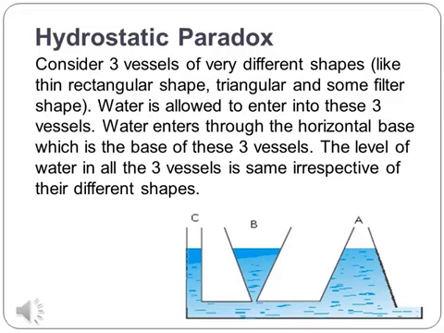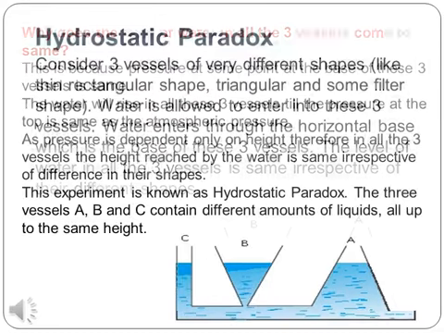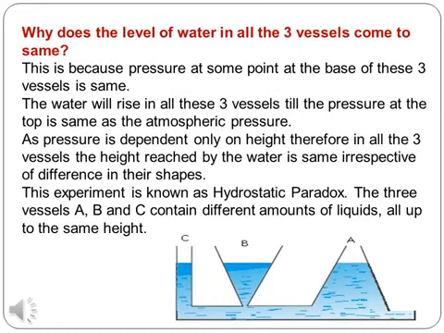Here, three vessels are named as A, B and C as shown in given figure, and water is pumped into three vessels. You have seen that water levels in three vessels are the same. You may ask this question yourself: why does the level of water in all three vessels come to same?